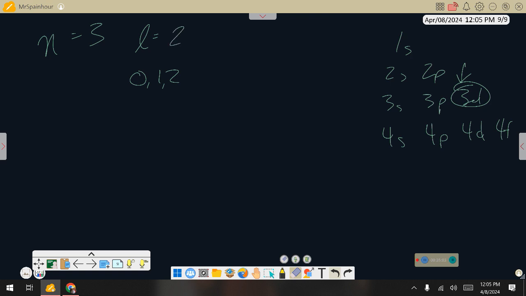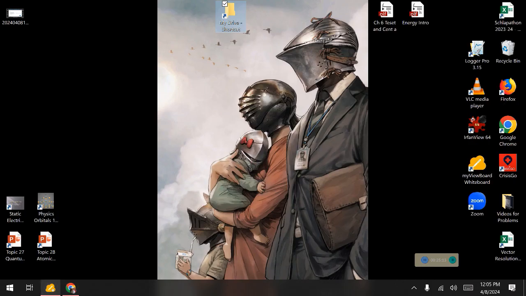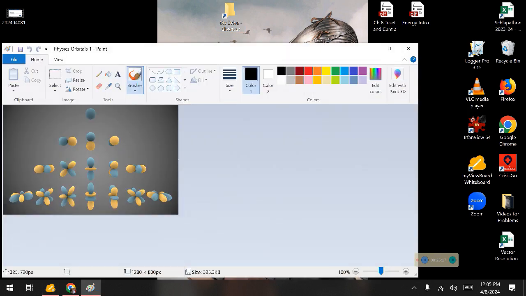Let's talk about ML. What does ML measure? The possible numbers of orientations. Yes. So it asked for the 3D subshell. Do we technically know which orientation specifically? So we cannot say that we know ML at all. And then also, do we know the spin?